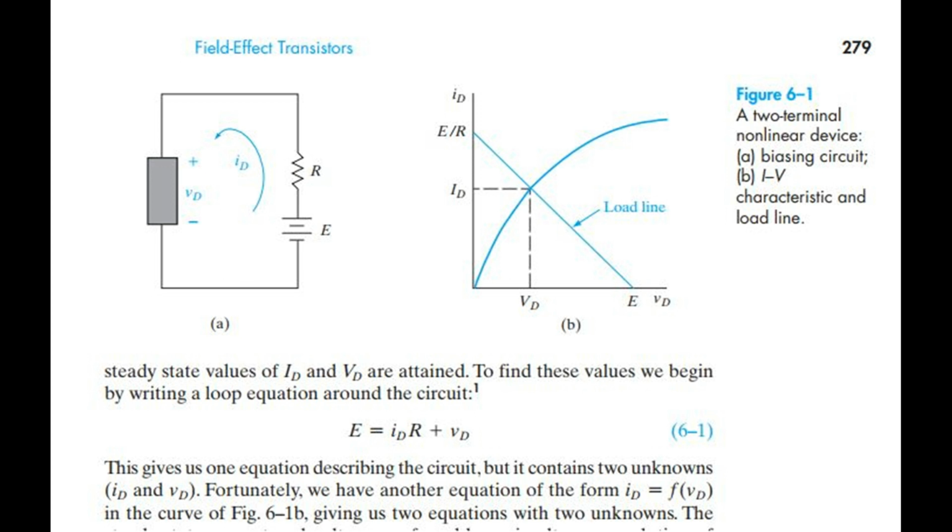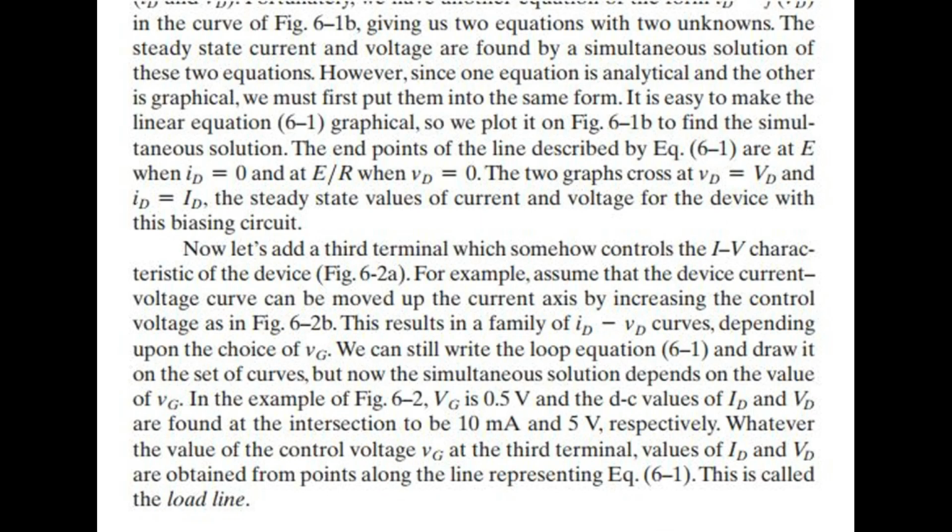Figure 6.1. A two-terminal nonlinear device. A. Biasing circuit. B. Current voltage characteristics and load line. This gives us one equation describing the circuit, but it contains two unknowns, drain current and drain voltage. Fortunately, we have another equation of the form ID = F(VD), in the curve of Fig 6.1b, giving us two equations with two unknowns. The steady-state current and voltage are found by a simultaneous solution of these two equations.